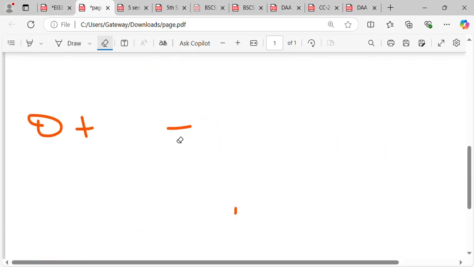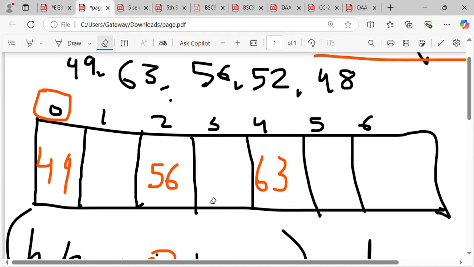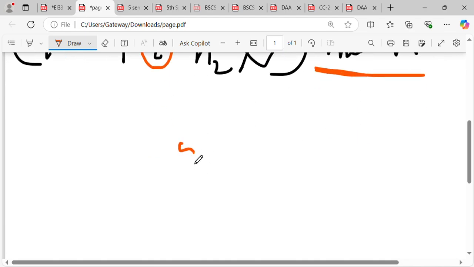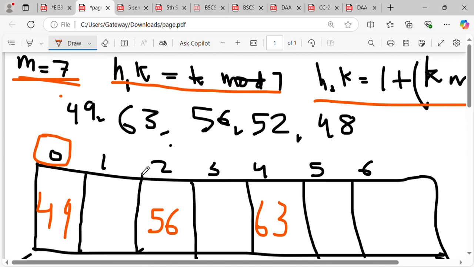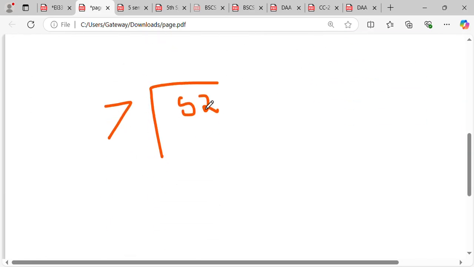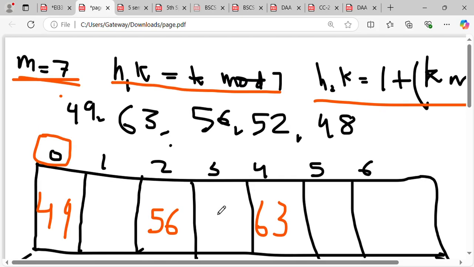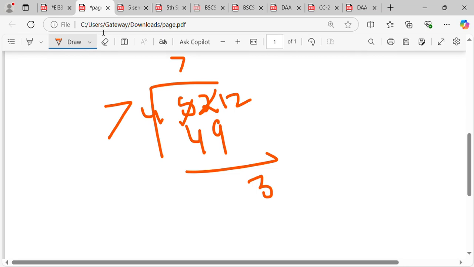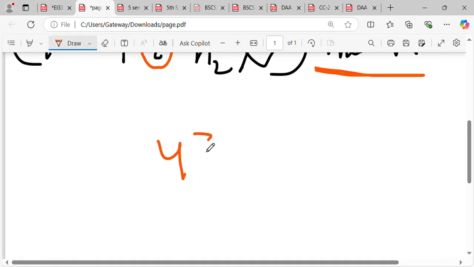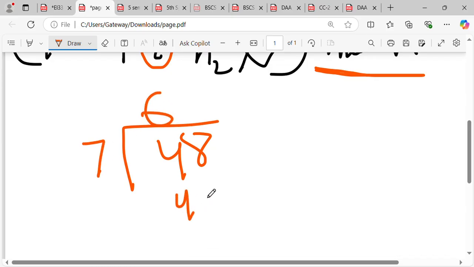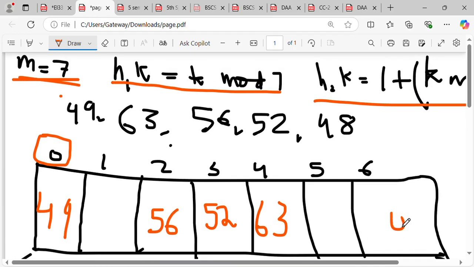Now for the next question, we are going to again look for these things. We have 52 now. We'll go for 49, because 56 is bigger. Seven 7s are 49, so 52 minus 49 is 3. So 3 is free here, so we're just going to put 52 here. Now we have 48. Seven 6s are 42, so 48 minus 42 is 6, and the index is 6, so we're just going to put 48 here.